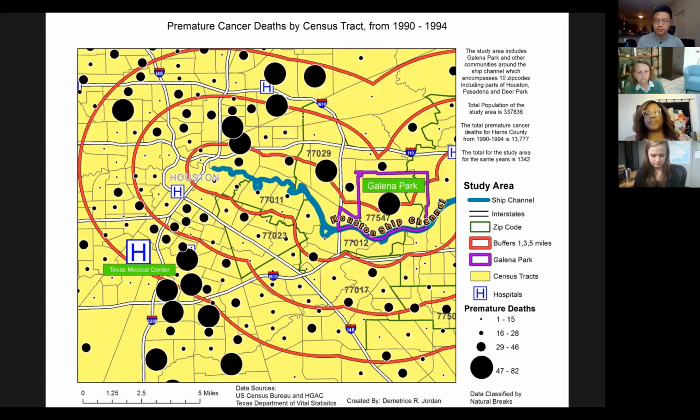This map shows the premature cancer deaths by census tract for the period from 1990 to 1994. The population of Harris County for that time period for the study area was around 338,000, and the deaths were around 14,000, so generally 24%. The black globes represent the premature deaths and seem well distributed throughout the study area, with the highest numbers near the shipping channel itself.